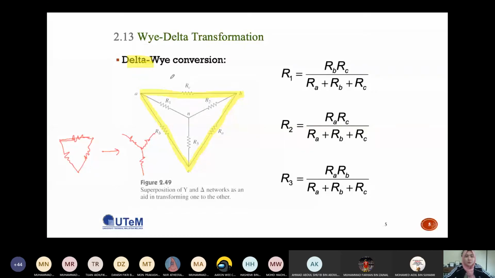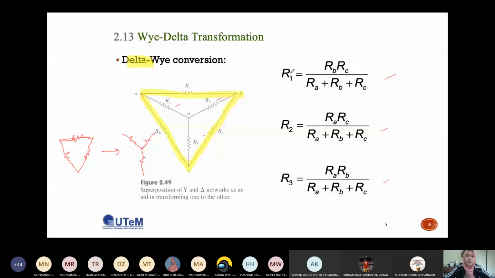Okay, so when you want to convert from delta to Y, then you need to calculate the values for R1, R2, and also R3. And this is the formula for R1, R2, and also R3. Okay, and you need to remember this formula. It's quite easy to remember actually.